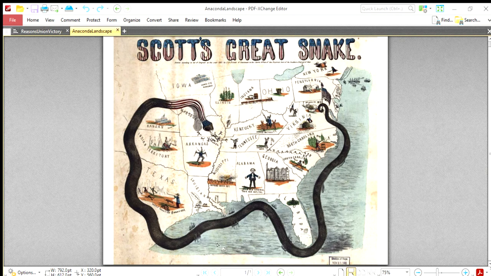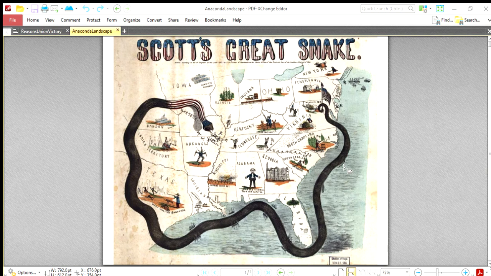If you look at the snake's body, you can see little ships here. And that stands for the Union ships that would keep the Confederate ships from being able to export cotton to its customers and then make money doing that. Also, those Union ships kept foreign aid from England and France from coming into the Confederacy.